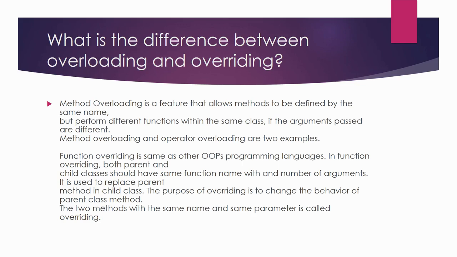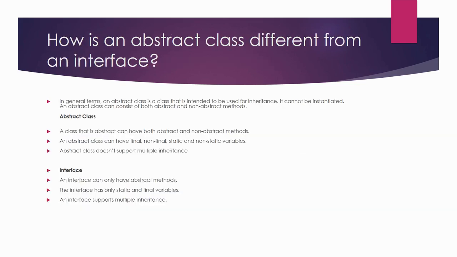How is an abstract class different from an interface? In general terms, an abstract class is a class that is intended to be used for inheritance. It cannot be instantiated. An abstract class can consist of both abstract and non-abstract methods. First, we can see the abstract class. An abstract class can have both abstract and non-abstract methods. An abstract class can have final, non-final, static and non-static variables. An abstract class doesn't support multiple inheritance. Then we can see the interface.